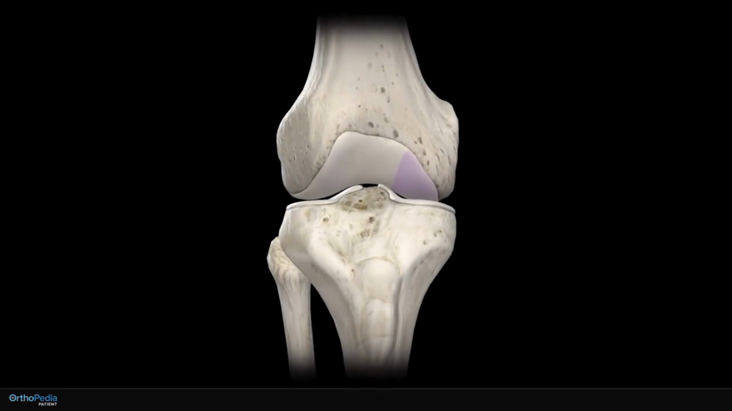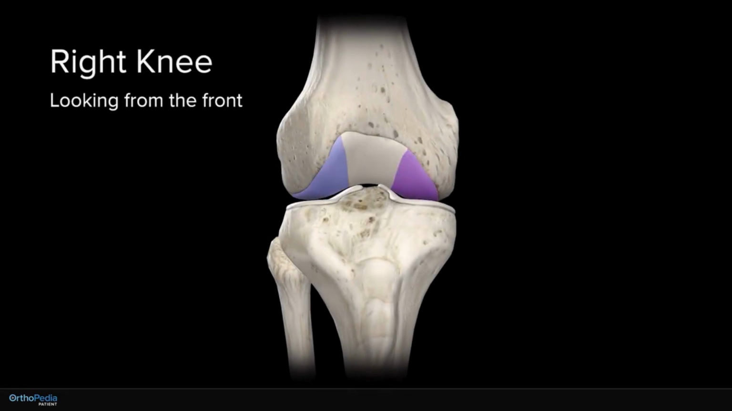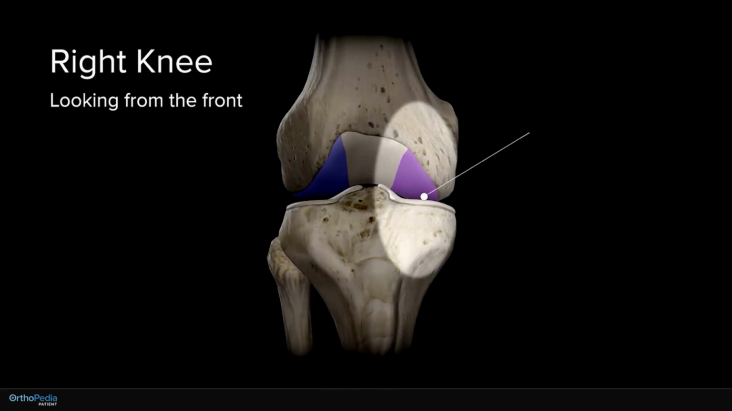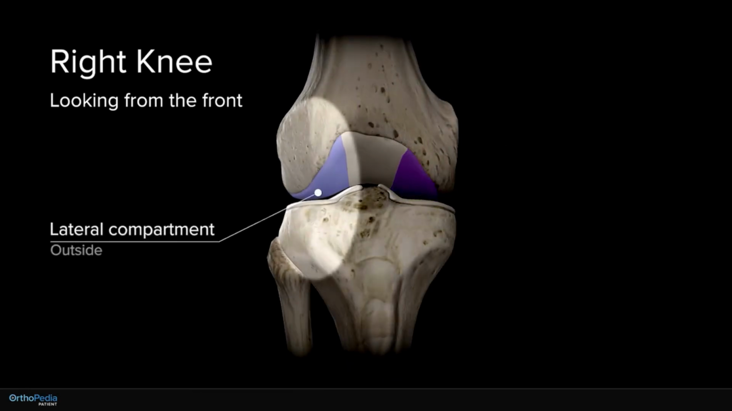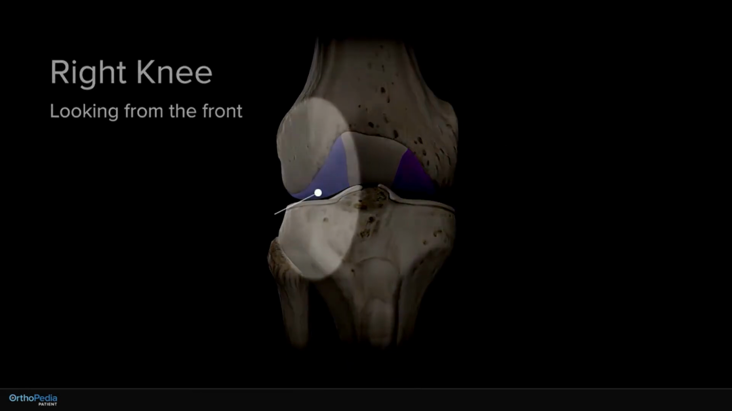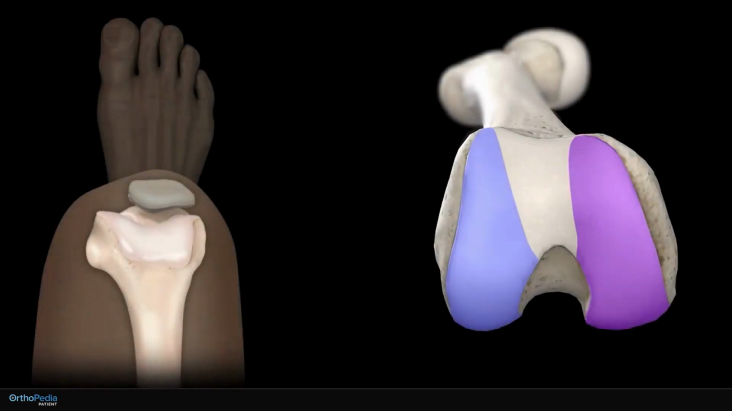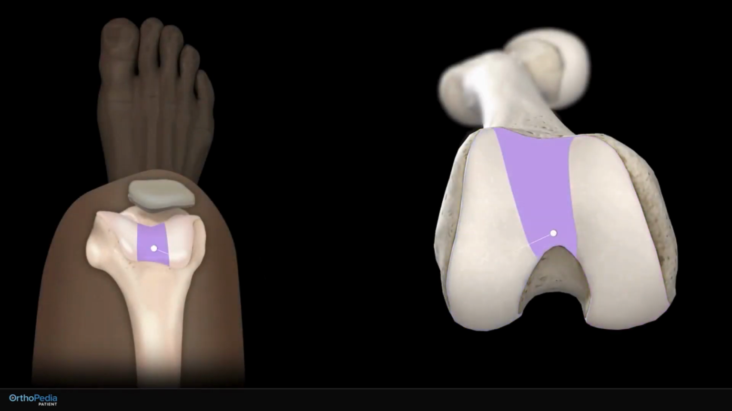It's also important to know the knee is divided into 3 compartments. The medial compartment is on the inside, the lateral compartment is on the outside, and the patellofemoral compartment is where the kneecap sits in the groove between the condyles, called the trochlear groove.